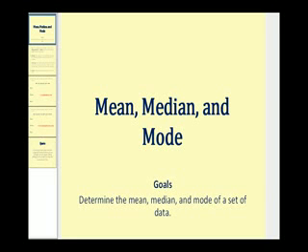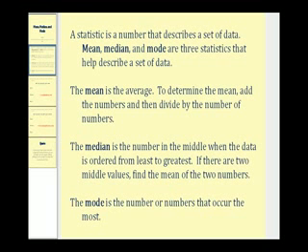Welcome to a lesson on how to determine the mean, median, and mode of a set of data. A statistic is a number that describes a set of data. The mean, median, and mode are three statistics that help describe a set of data, and they each describe different information about the set of data.